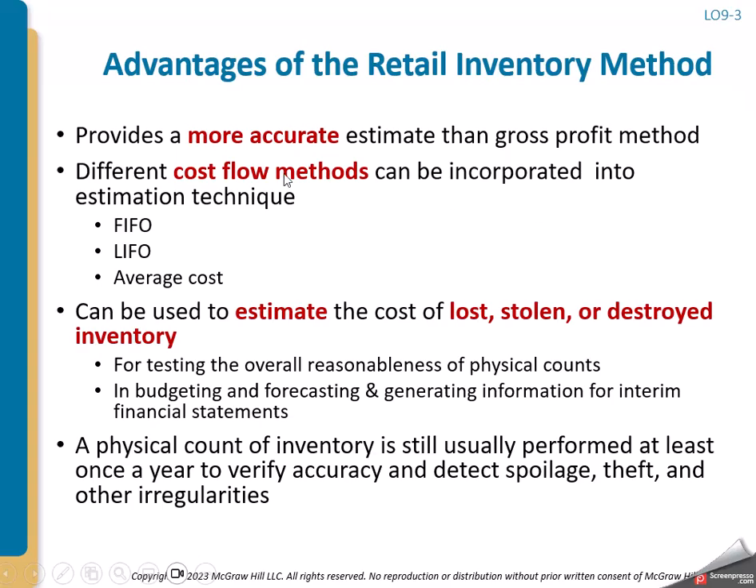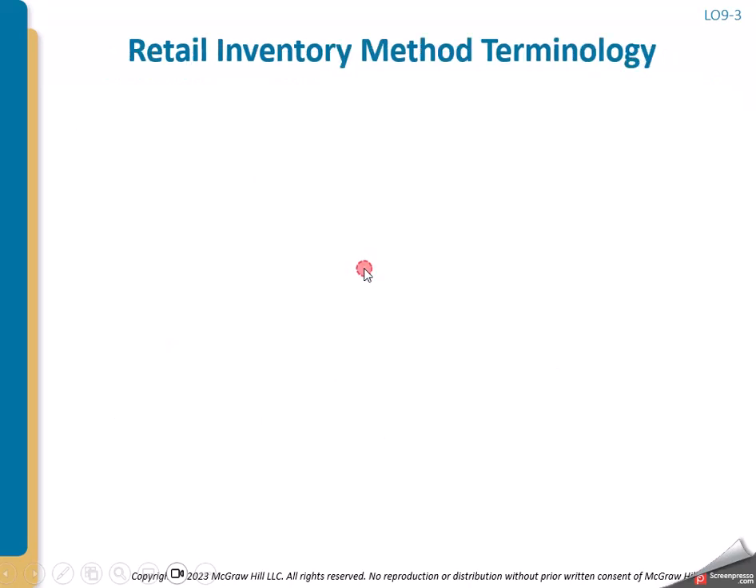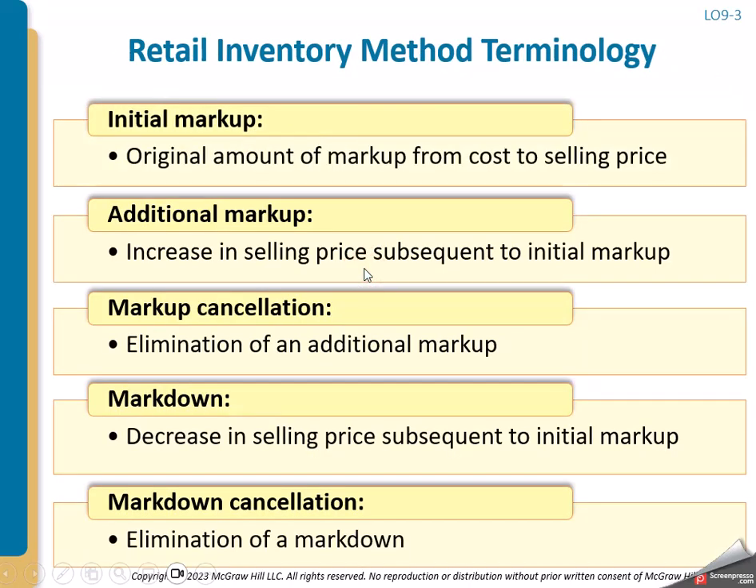So the advantages are that it's a little more accurate than our gross profit method, and we can use it in FIFO, LIFO, or average cost. And it can be used again to estimate inventory that was lost, stolen, or destroyed. And we normally, like I said earlier, always do a physical inventory count at the end of every year. So most of these estimates are just used for the interims.